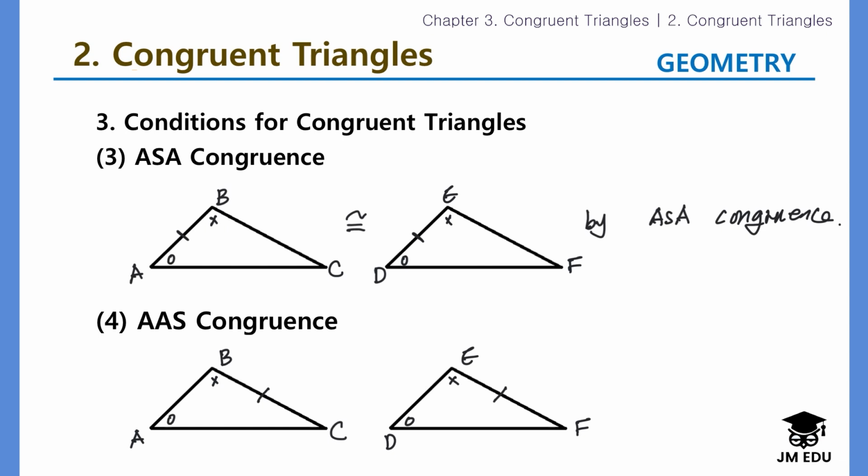Number 4, AAS congruence. This means angle, angle, side, right? In this order. So angle, angle, side. Then these two triangles are congruent by AAS congruence.